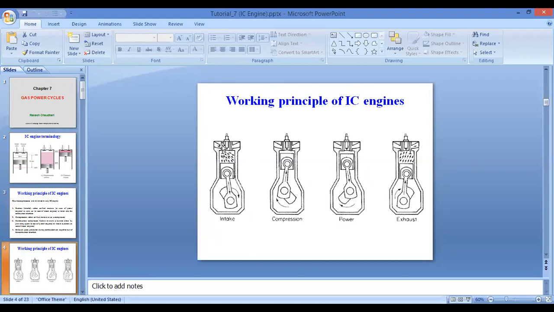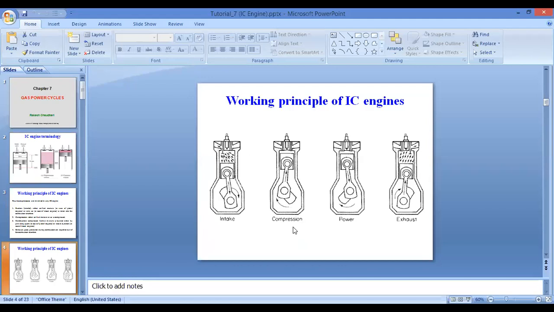So during this intake process your inlet valve will be open. You can see over here that it is open. So when it opens, the piston will move from top to bottom. The fresh charge will be introduced inside the cylinder.